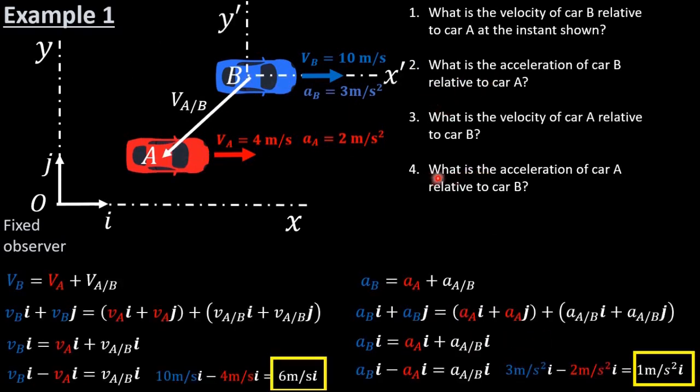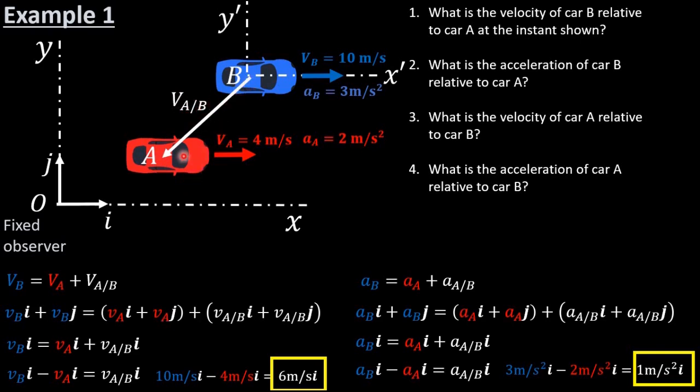So for question 3, what is the velocity of car A relative to car B? Now we're trying to find the velocity of car A relative to car B, so I've moved my coordinate axis onto car B like this. The x prime and y prime axes I've moved from car A to car B. So the relative velocity this time is going to be pointing in this direction, and we've renamed that as v sub A slash B, which means the velocity of car A relative to car B.